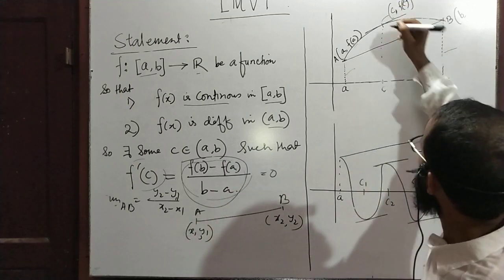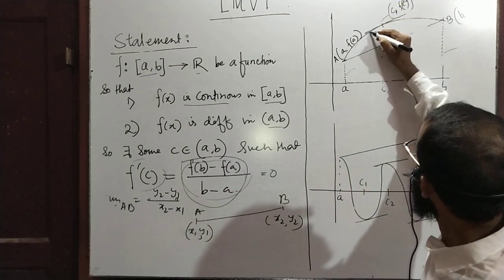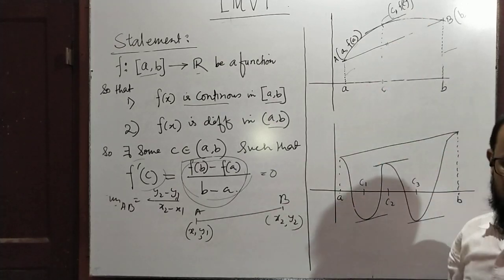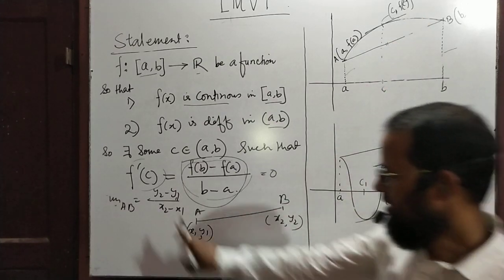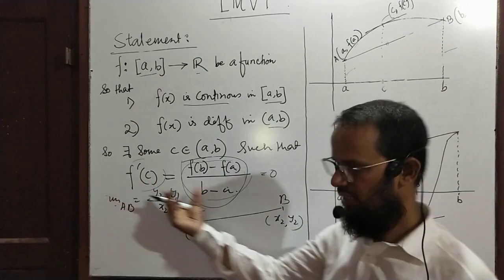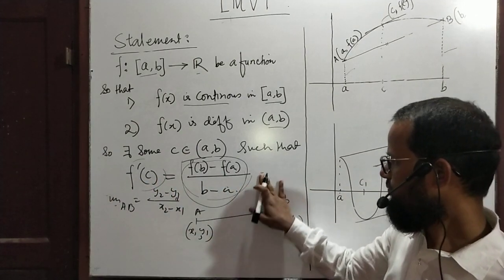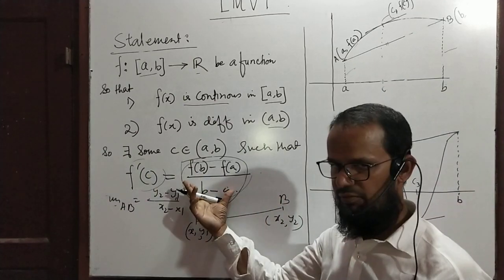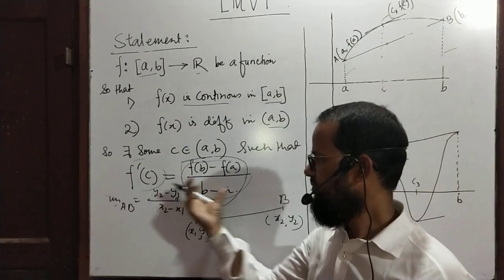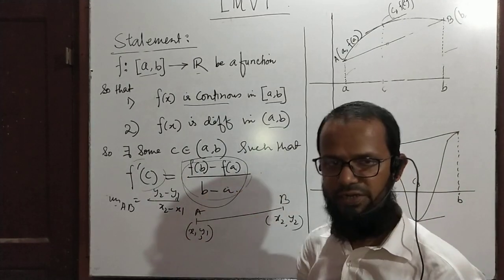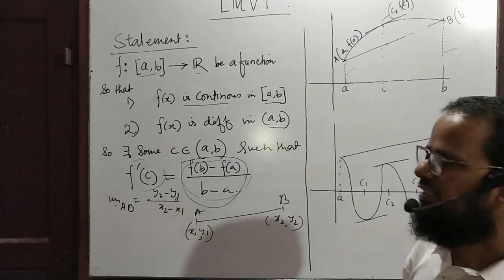At (c, f(c)) you can draw a tangent, and this tangent is parallel to the chord. Both the slopes are the same. This is the slope of the tangent, and this is the slope of the chord. Since both are equal, the tangent is parallel to the chord. This is the geometrical interpretation of Lagrange's mean value theorem.